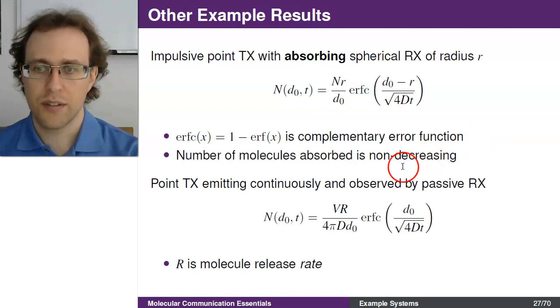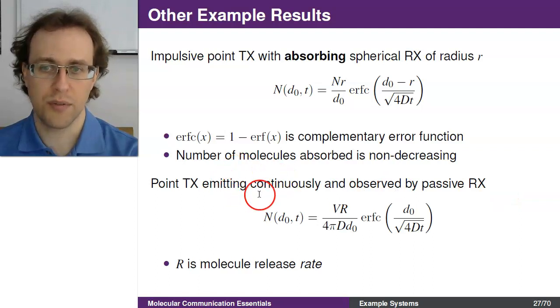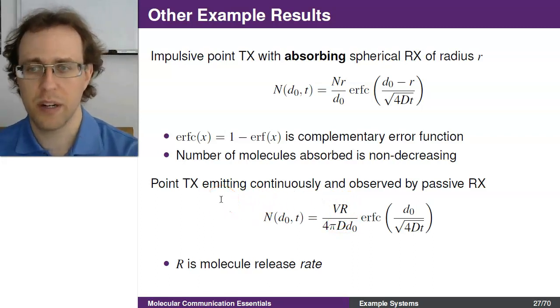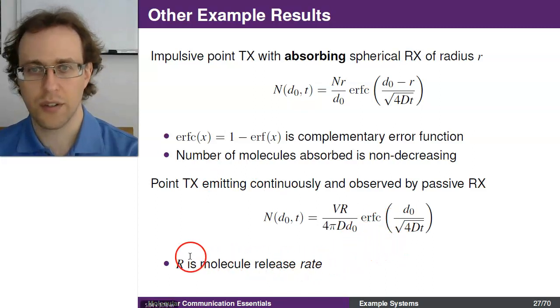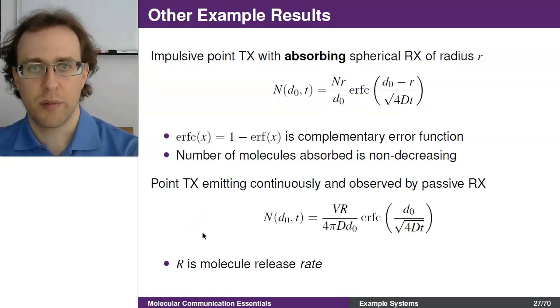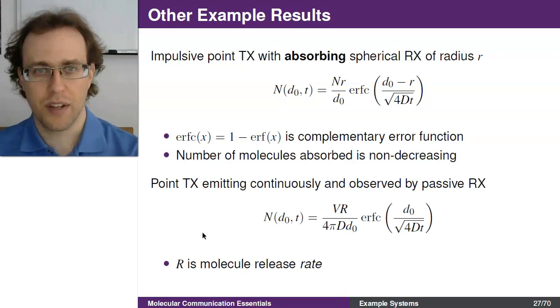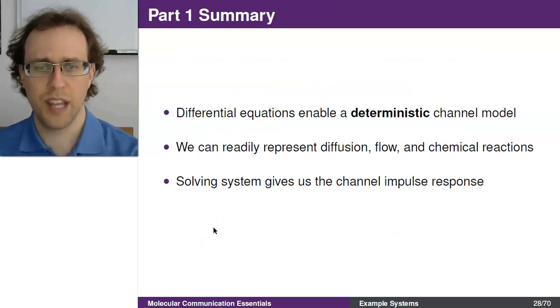Another interesting result that's also non-decreasing is when you have a point transmitter and a passive receiver, but instead of an impulsive release, we have a continuous release. So we have a rate r of molecules per second being released by the transmitter. Then we can use this expression that also includes a complementary error function to describe the number of molecules that would be absorbed by the receiver. So those are just some more examples of closed form results on the number of molecules that you can get at a receiver in a diffusion-based molecular communication system. So this brings us to the end of part 1.